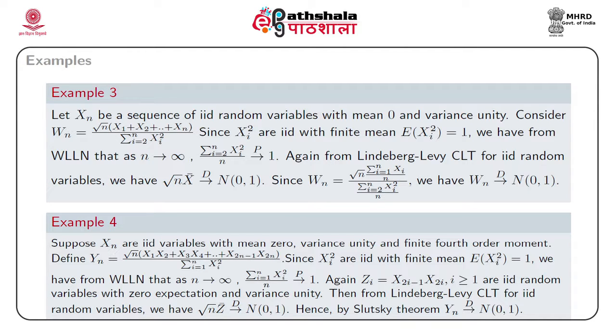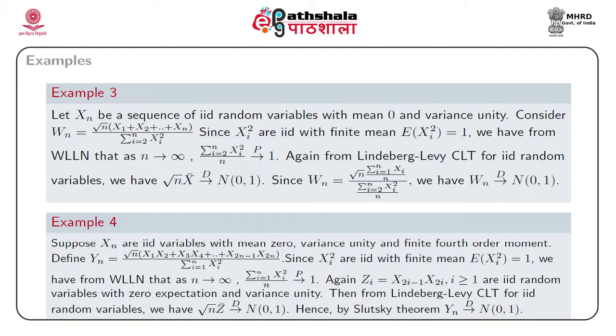Now consider new variables Zi, which is defined as X_{2i-1} multiplied by X_{2i}, and we find that Zi are IID random variables with 0 expectation and variance unity. Actually Xi are IID and having mean 0, so the expected value of Zi is nothing but 0, and as regards the variance of Zi, we find that variance of Zi is nothing but the product of expectation of X_{2i-1} squared multiplied by expectation of X_{2i} squared. So each term is unity, and therefore Zi are IID random variables with 0 expectation and variance unity. Then from the Lindeberg-Levy CLT for IID random variables, we find square root of n Z bar is asymptotically normal(0,1). Hence, by Slutsky's theorem, we can say that Yn converges in distribution to a standard normal variable.